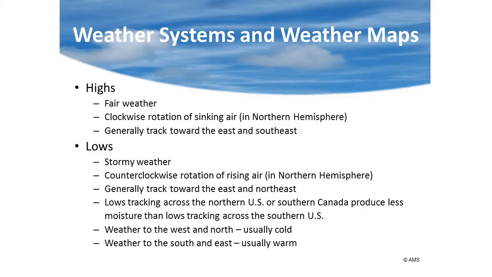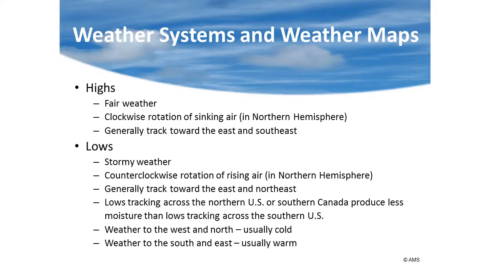Highs produce fair weather. The air is sinking. As the air is rotating clockwise, the air is sinking over a high pressure system. So generally clouds are not forming if the air is sinking. And these systems track generally from the west to the east or southeast.